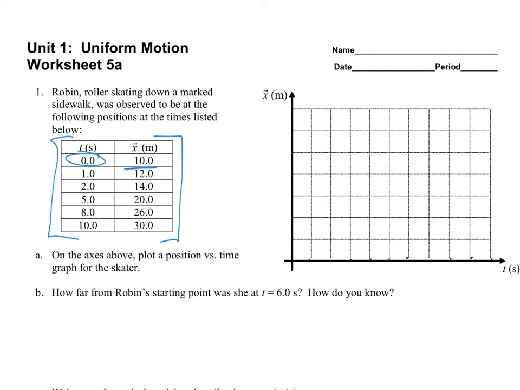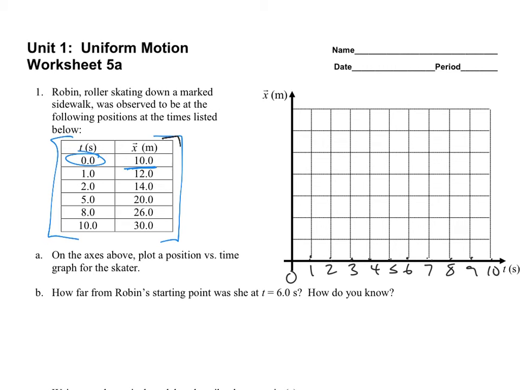So let's look at our times. We go from 0 to 10 seconds. And we're going to see if there's enough lines for there to be 1 second per line. 1, 2, 3, 4, 5, 6, 7, 8, 9, 10. And there are. So I'm going to start off with 0, 1, 2, 3, 4, 5, 6, 7, 8, 9, 10 seconds for Robin.